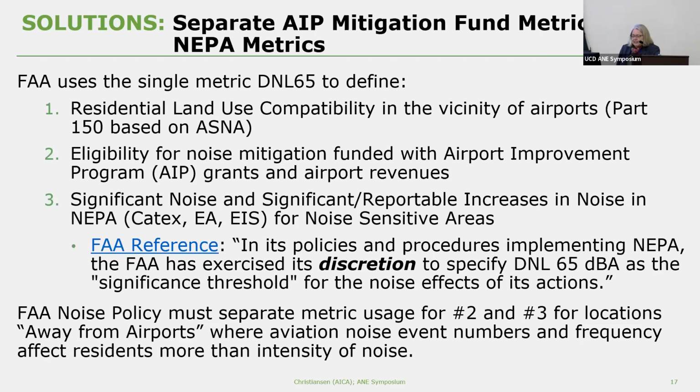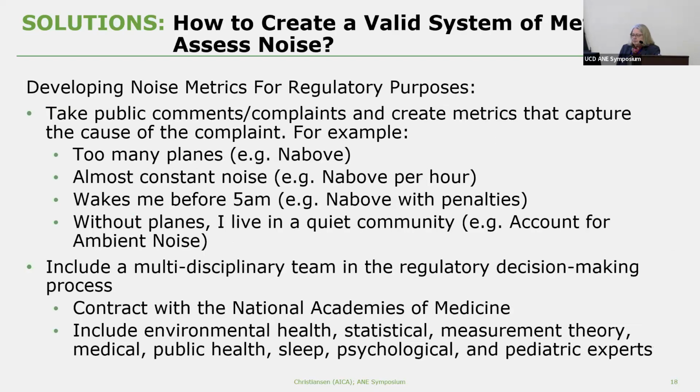I believe that the FAA noise policy must separate number 2, eligibility for noise mitigation, from number 3, NEPA requirements for its regulatory purposes. How to create a valid system of metrics to assess noise: take public comments, complaints, and create metrics that capture the cause of the complaint. This cannot be done by a computer model.